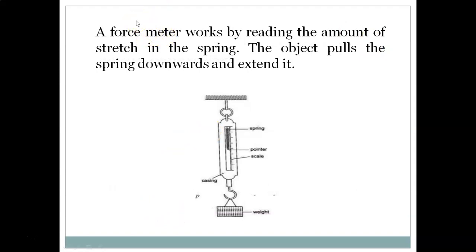How does a force meter work? A force meter works by reading the amount of stretch in the spring. The object pulls the spring downwards and it extends. Here, as you can see, the amount of stretch determines the reading on the scale. As you can see, it may be 4 Newton or 3 Newton.